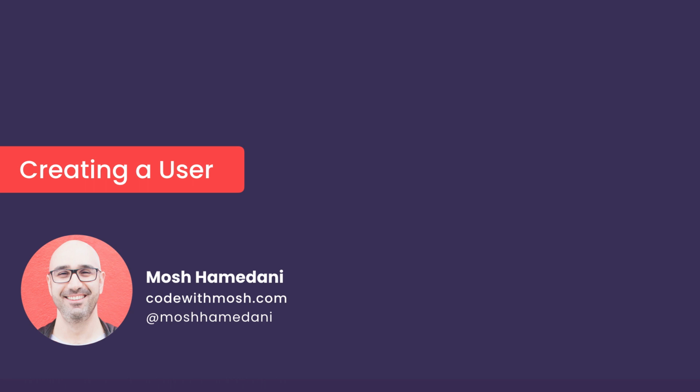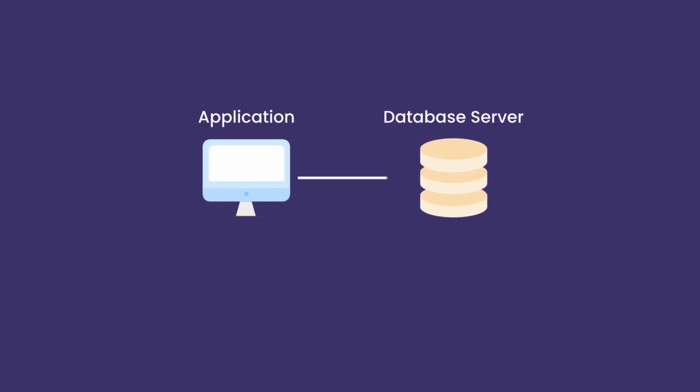So far, we've been connecting to our database server using the root user. This is the same user account that we created at the time of installing MySQL early on in the course. Now, when it comes to using MySQL in a production environment, we need to create additional user accounts and give them specific privileges. For example, let's say you're building a web or a desktop application.